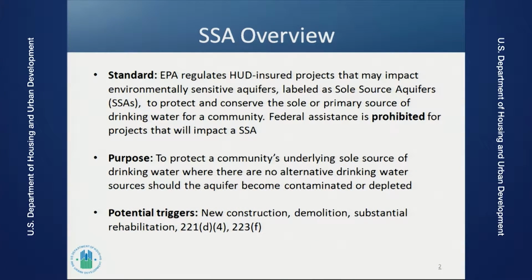Just an overview of the Sole Source Aquifers requirements. The EPA regulates projects that may impact environmentally sensitive aquifers called sole source aquifers. Sole source aquifers mean that it is the sole or primary drinking water source for a community. Therefore, it must be protected from contamination and conserved to prevent depletion. The potential triggers are any new construction projects, demolition projects, and substantial rehabilitation projects in a sole source aquifer.